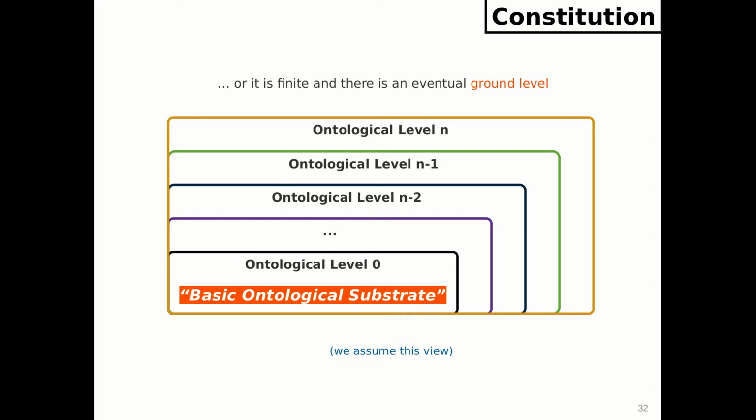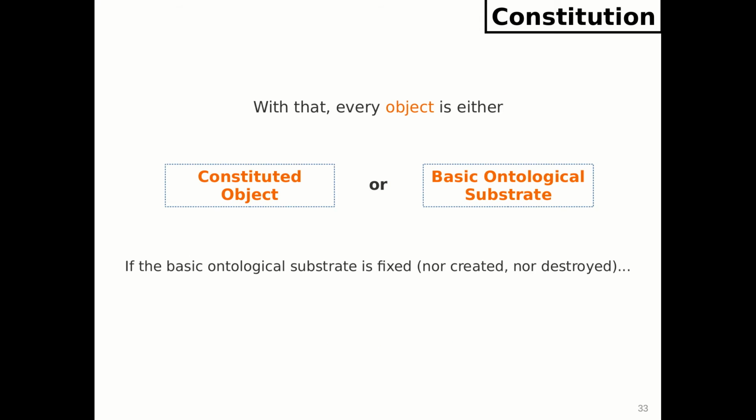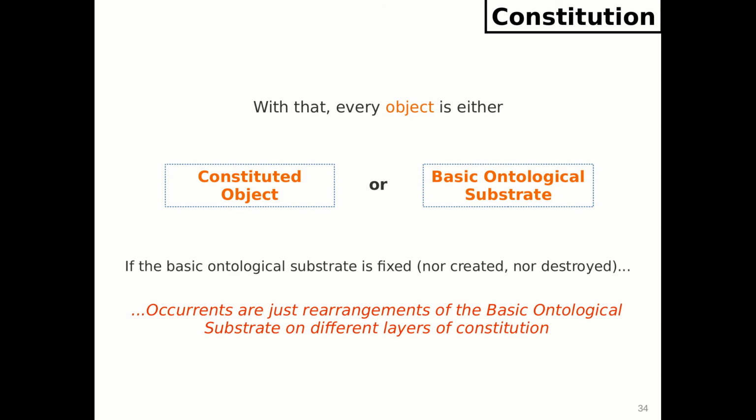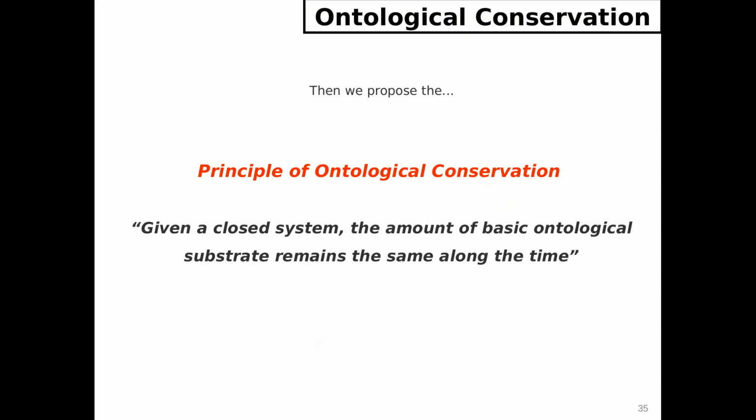And this is the view that we assume in this work. Following this view, every object is either a constituted object or a portion of basic ontological substrate. And if the amount of basic ontological substrate is fixed, neither created nor destroyed, occurrents are just rearrangements of the basic ontological substrate on different layers of constitution. And with that, we propose the principle of ontological conservation.